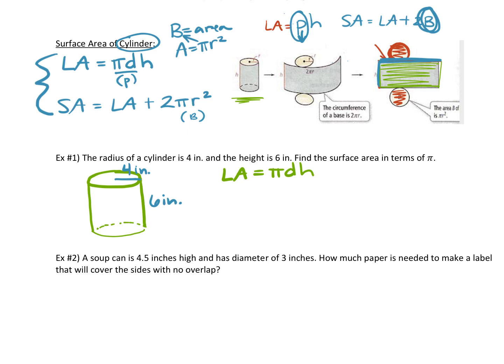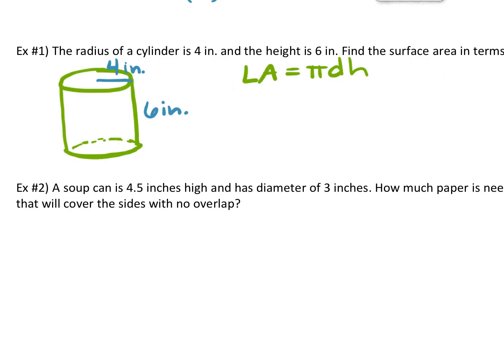If LA is pi d h, what is D right now? 8. D would be 8. It's your diameter. So if you're given a radius, this is a radius of 4. The diameter has to be double that. So it's pi times 8. What's h?